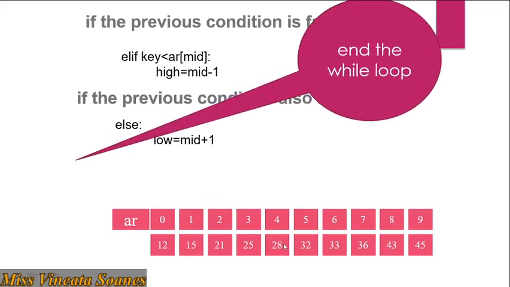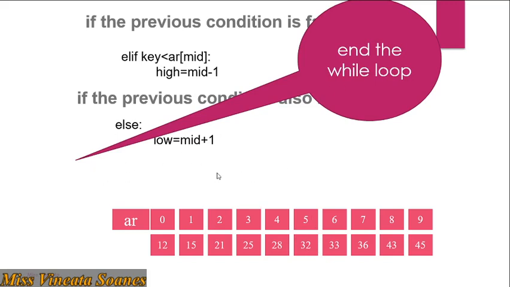Suppose the middle is 428. If the number is less, then we make high equal to mid minus 1, which means 3 will become your high. But if it is not less, which means it is on this side, so in the else part, we say low, which was previously 0, we make it mid plus 1, which will be 5. That means low will start from 5, right? Then that's the end of the loop.